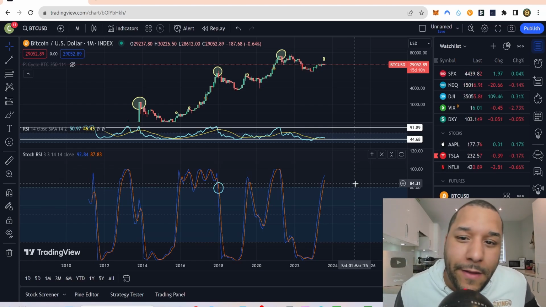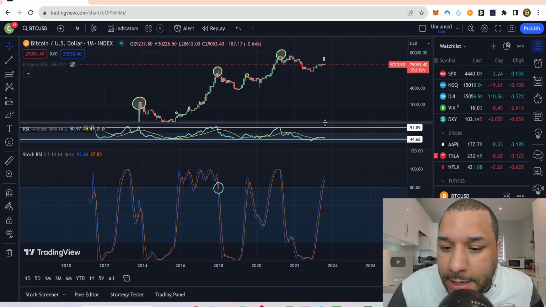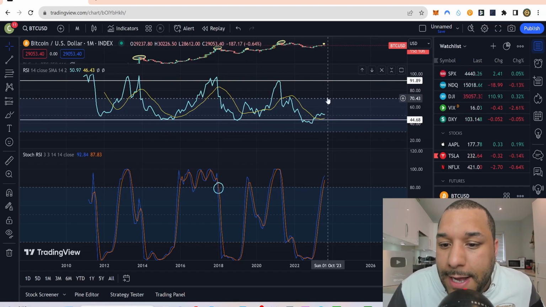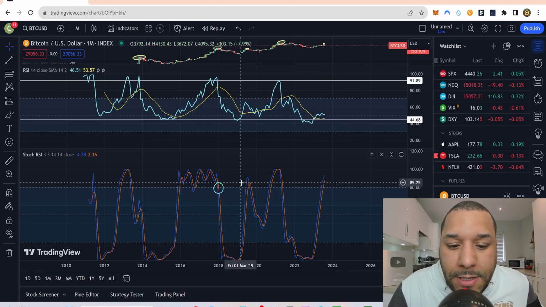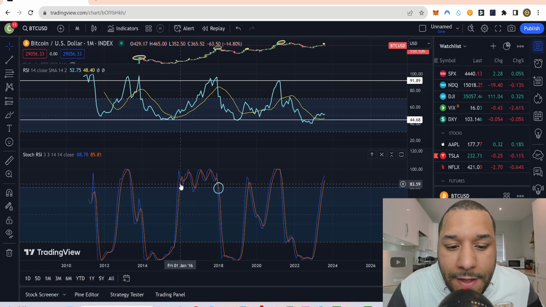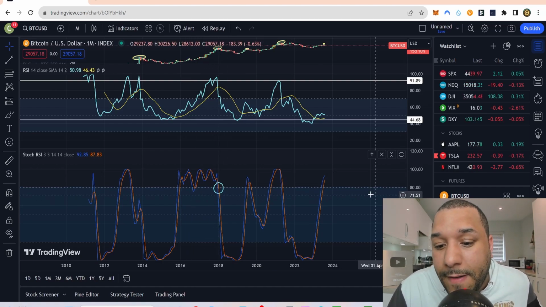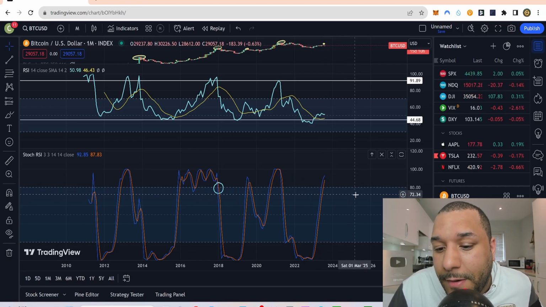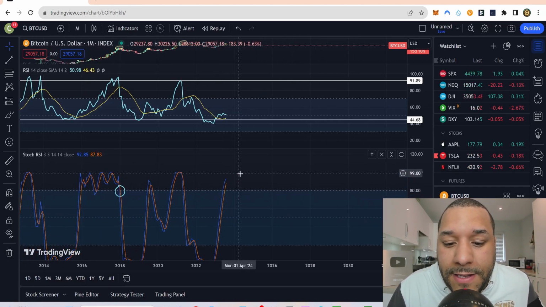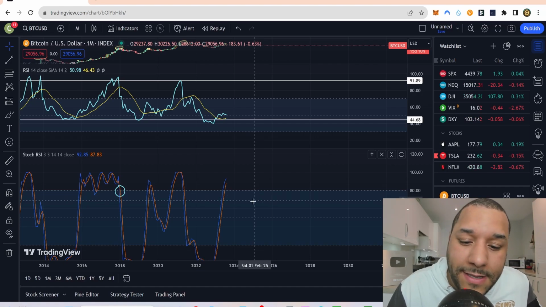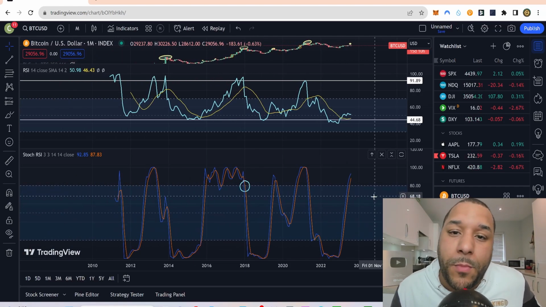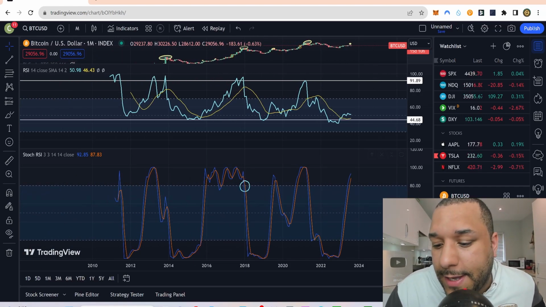But what will we be waiting for? We're going to wait for two signals. Bang, this blue line comes up and hits here, and as that happens, we're going to look to see if this stochastic RSI line is about to cross and come back down. When it comes back down into this blue zone, that's when we know the cycle has ended and we're now starting to form a bear market. That was the first indicator I wanted to show you.